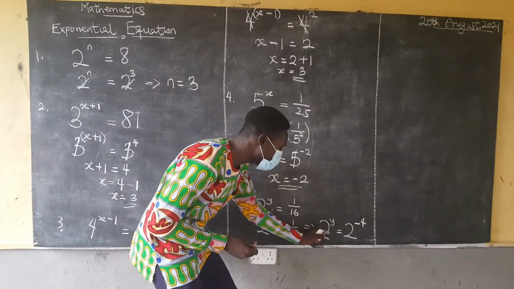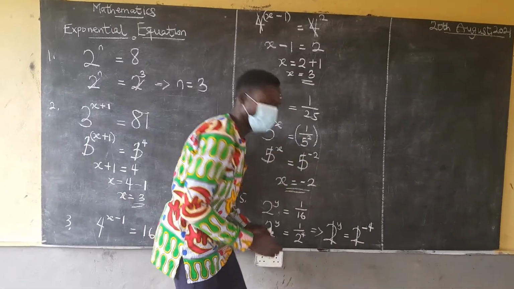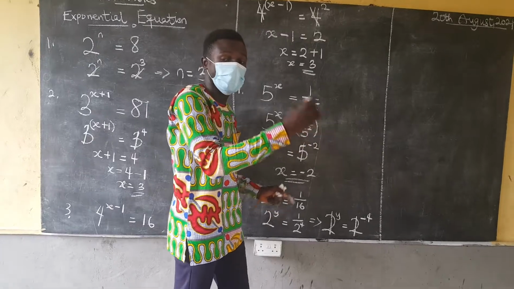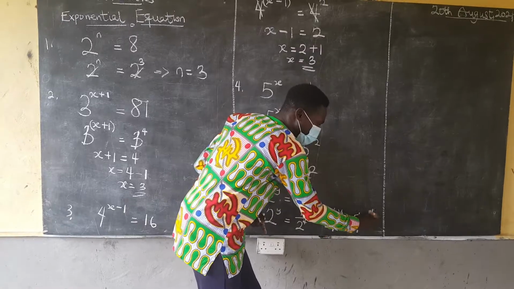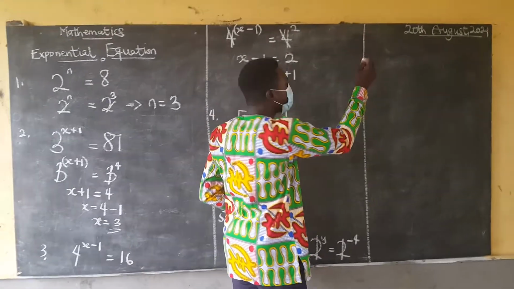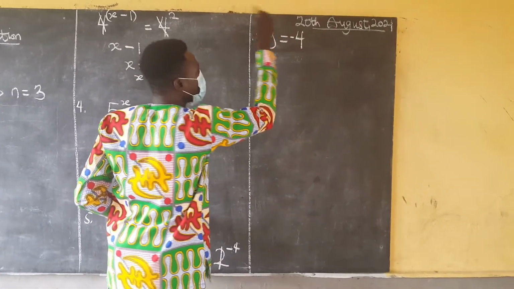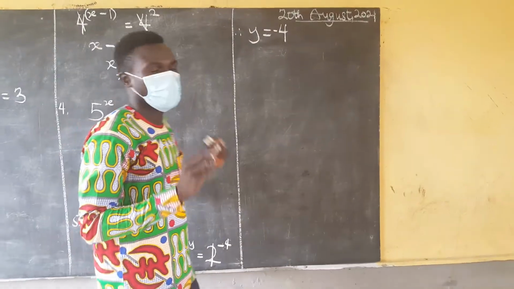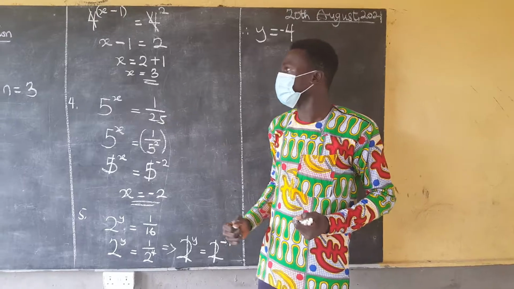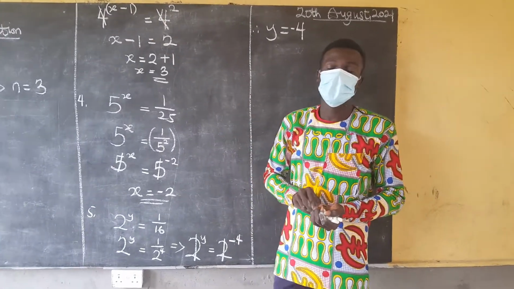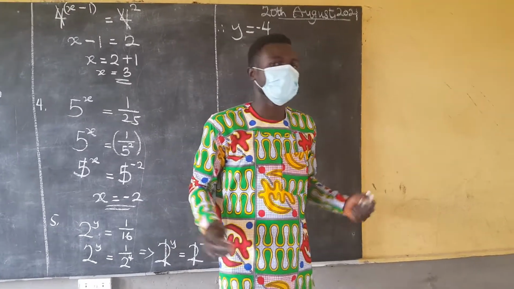So with this, I can see that the bases are the same. So I will cancel the bases and equate the powers, which are y and negative 4. Therefore, y is equal to negative 4 as my answer. So the exponential equation can be given in this nature, and can also be given in this nature. Let's look at the last example under the exponential equation.